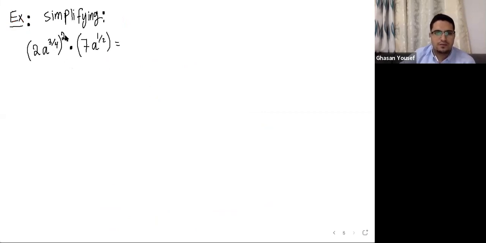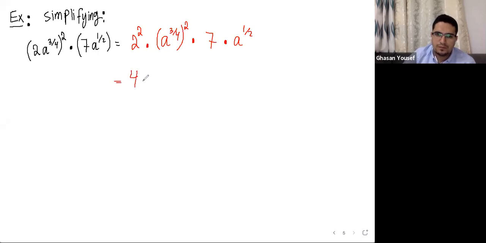Okay, for this one, I have to distribute the 2 inside the parentheses like we learned before. So I get 2 to the power 2 times a to the power 3 over 4, everything to the power 2, times 7 times a to the power 1 half. Here the a has the exponent 3 over 4, and everything to the power 2. So first, 2 to the power 2 gives me 4, times a to the power 3 over 4. We have to multiply the 3 over 4 times the 2. What do they give me?